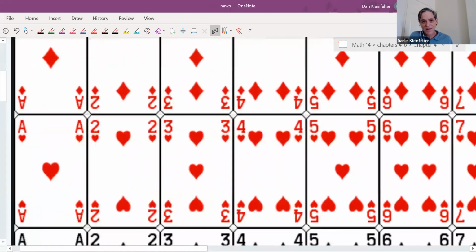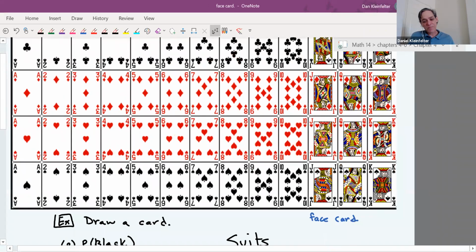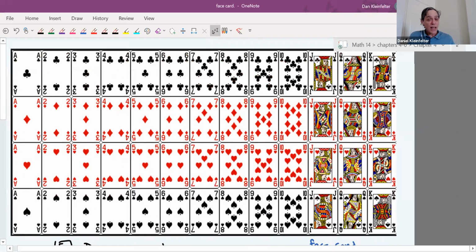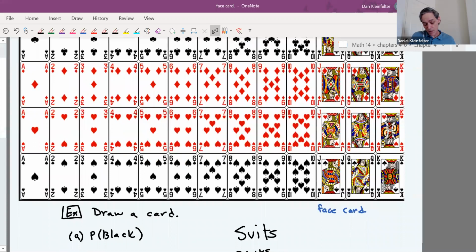Okay, the face cards are jacks, queens, and kings. All right, so that has been a quick look at a deck of cards. If you are not so familiar with this, you may want to get a Google image of a deck of cards so that you could look at it as you answer some of the questions. And if you have questions for me about this, let me know.